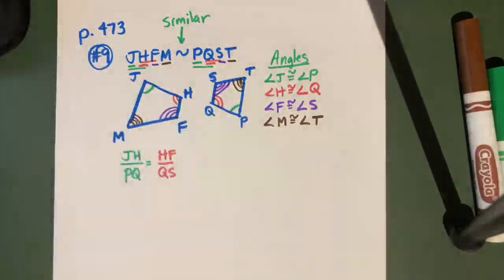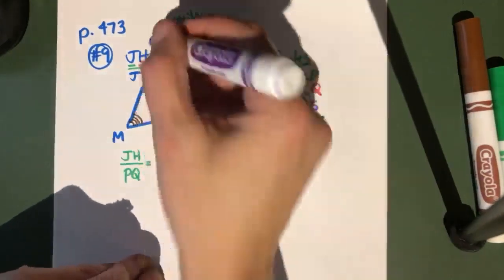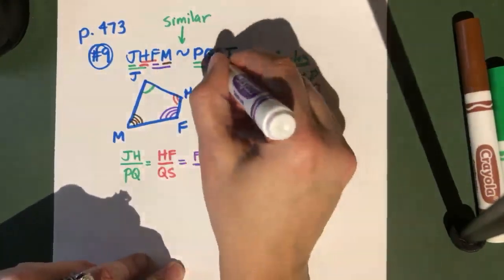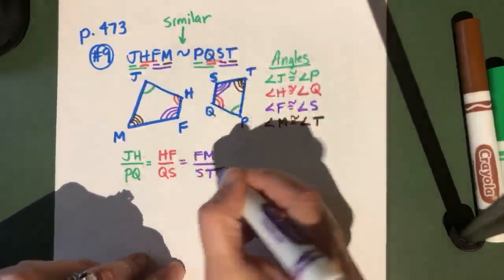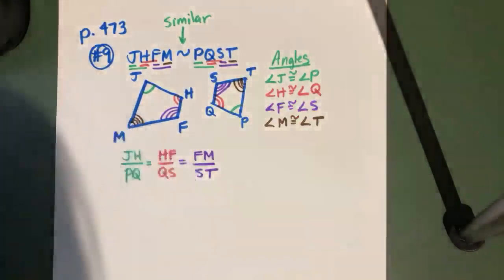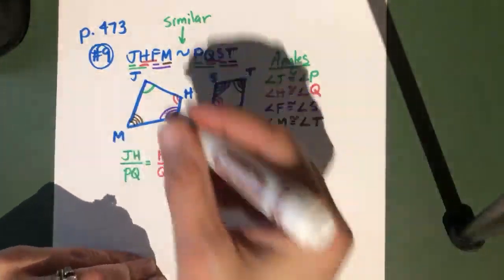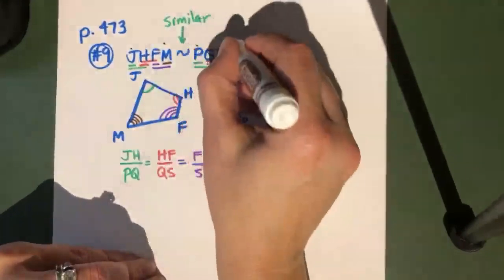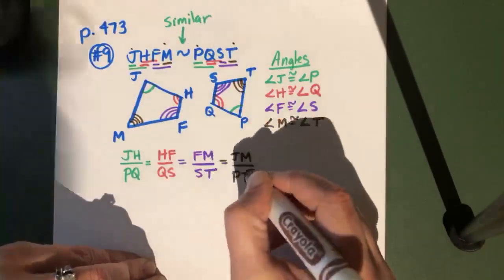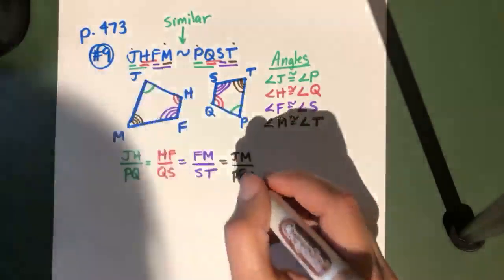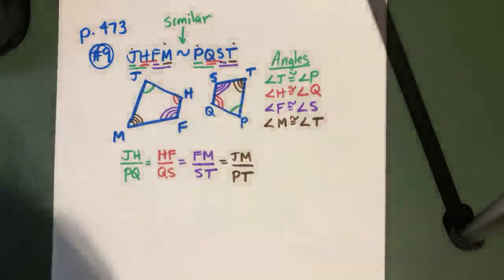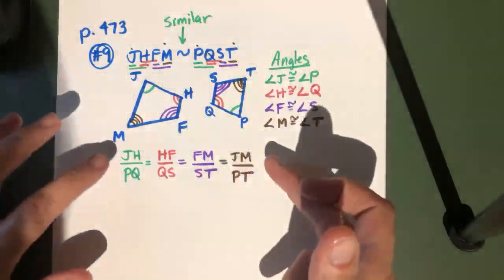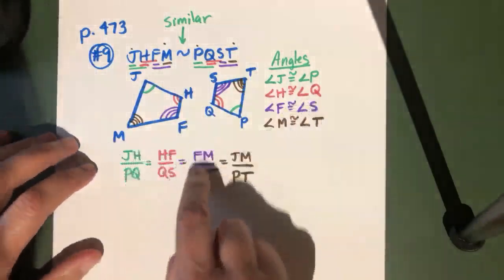And I promise on the next example I'll do that because I know that helps you guys out. FM goes over ST, okay. And then the last set that goes together is JM over PT. So that's the proportionality statement that it wants. It wants you to match up the sides that go together. If I were to actually plug in values for these, I would get the same ratio for all of them.